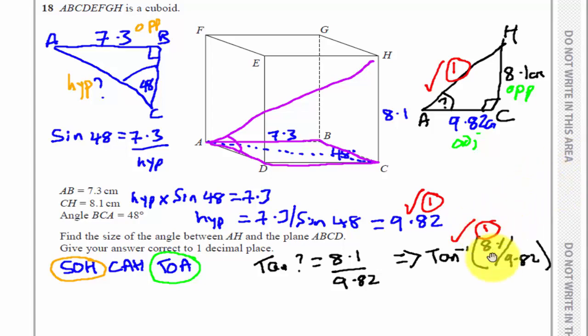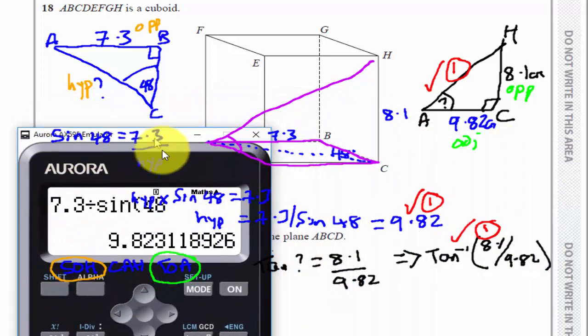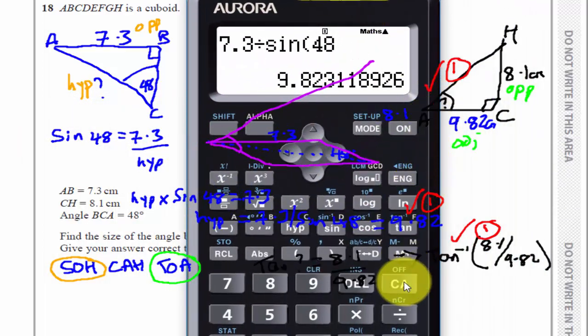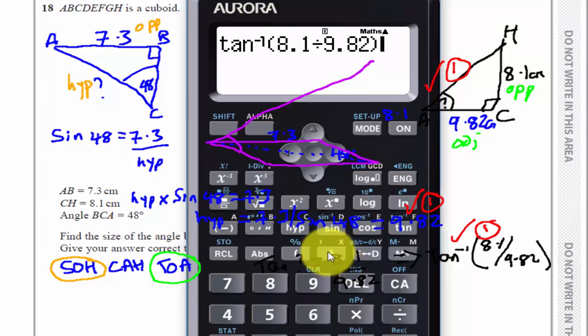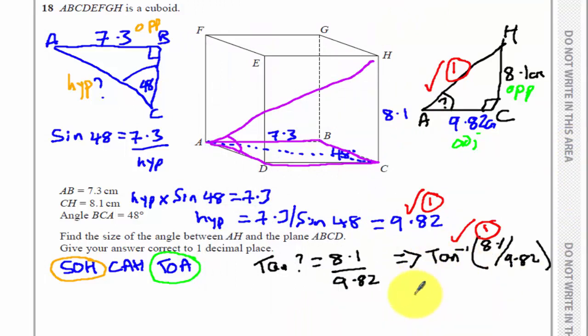And now we just have to pick up our calculator and try and type in the right information. So let's clear that one. My tan to the minus 1 is on a shift button. Make sure you know how yours works. 8.1 divided by 9.82. Close bracket. 39.5. So my question mark is 39.5 degrees. I've rounded it to 1 decimal place. And I have my fourth mark.